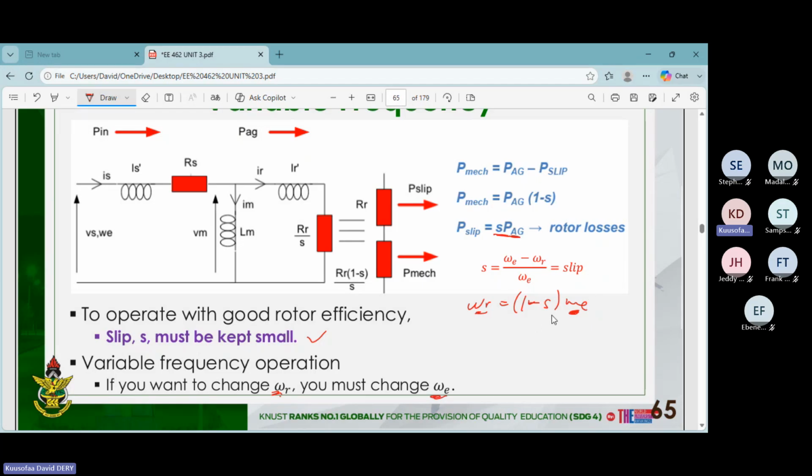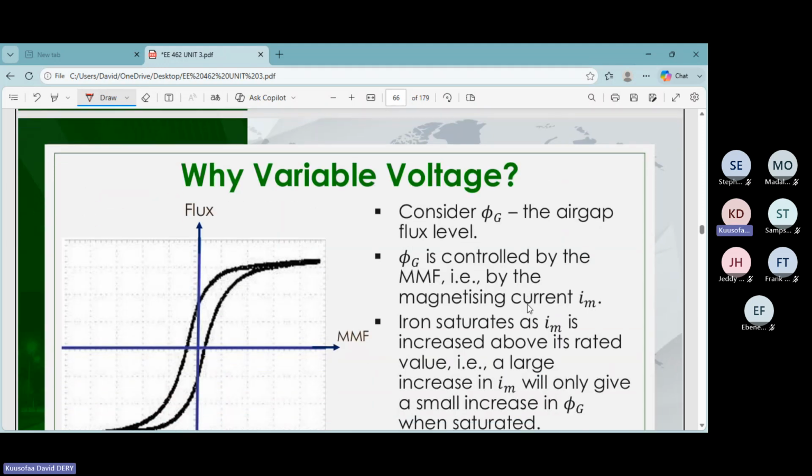And we have to ensure that this slip is constant at the rated load. If this is constant, then anytime you change omega e, this will change in the same proportion. All right. So why variable voltage? Let's understand why the voltage will also be variable.